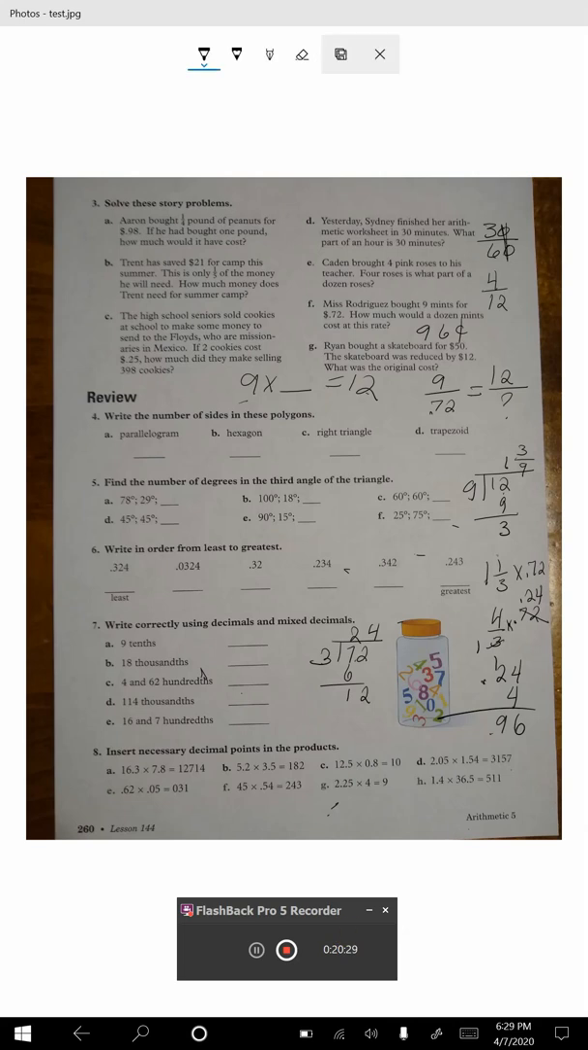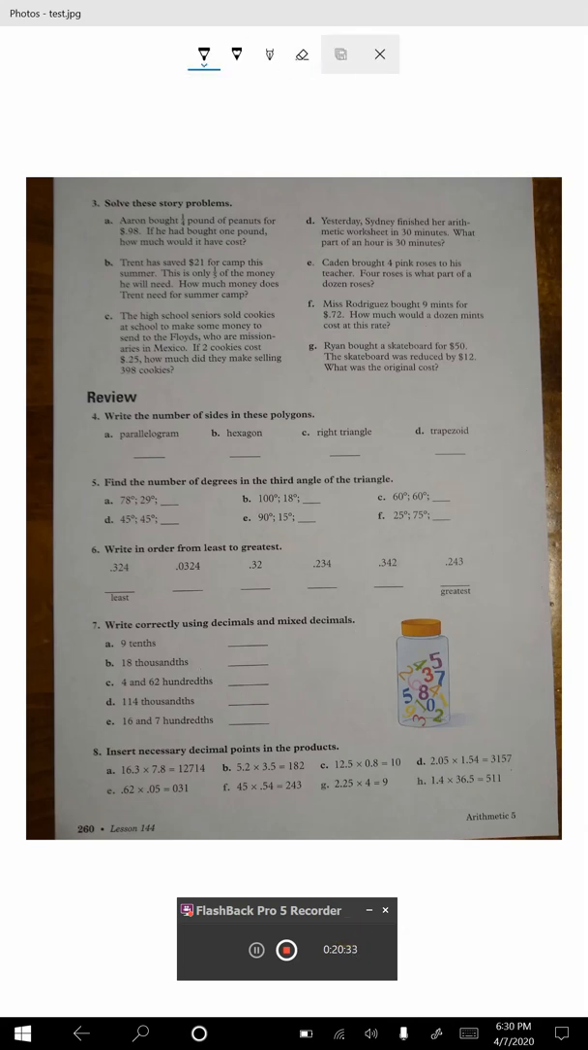Okay? All right, I didn't leave myself any room for that last one, so I'll erase everything. Isn't that great? Ryan bought a skateboard for, oh, this is so easy. I'm not even working it because I know you can do it. Ryan bought a skateboard for $50. So the skateboard was reduced by $12. So what was the original cost? So this is a sale price. This is how much they took off of it. What was the cost before they put it on sale? I'm pretty sure you can do that one.